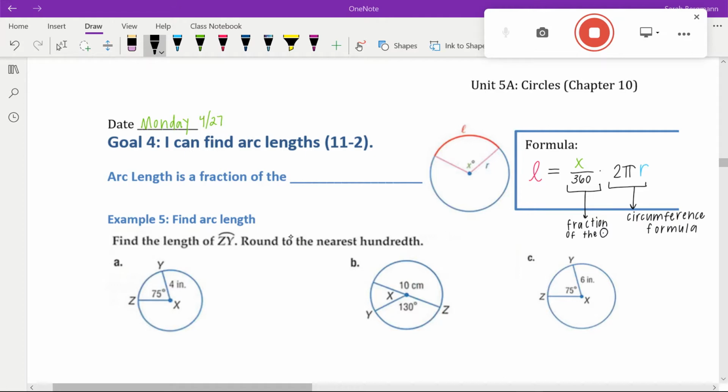Today we will be learning about arc length. We've already learned about circumference. Arc length is a fraction of the circumference.